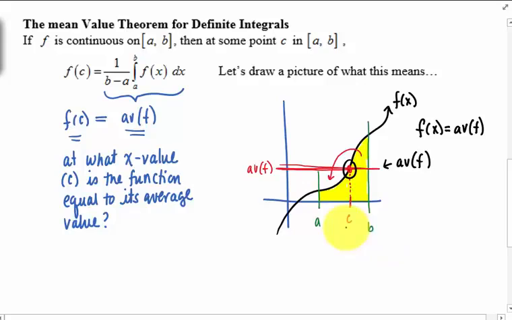Alright, so in order to find the c value, first thing we need to do is find our average value for the function, and then we're going to set it equal to our function, and we're going to solve for that c value. So we're actually going to say what c value for our function is equal to our average value. Okay, so let's look at an example and see how this is actually worked out.